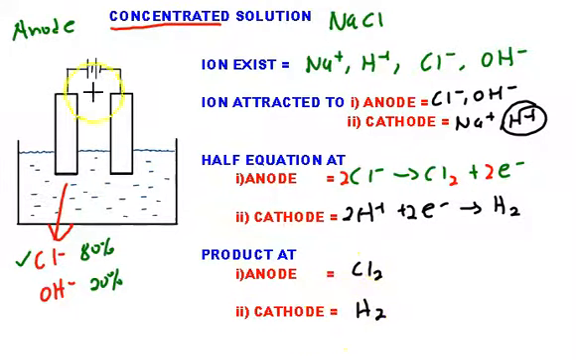If you have a question on a concentrated solution, normally you will be focusing on the halogen, which is chlorine and also bromine. So this is the example for concentrated solution.